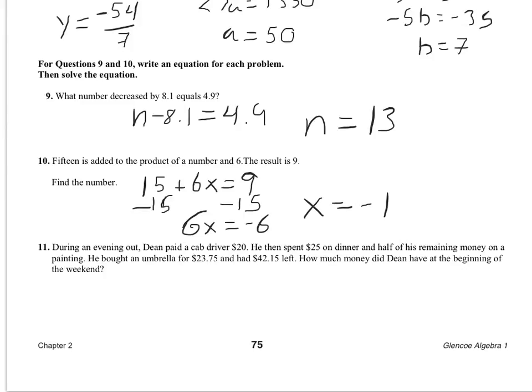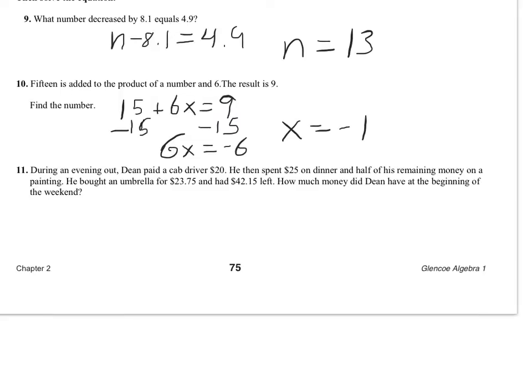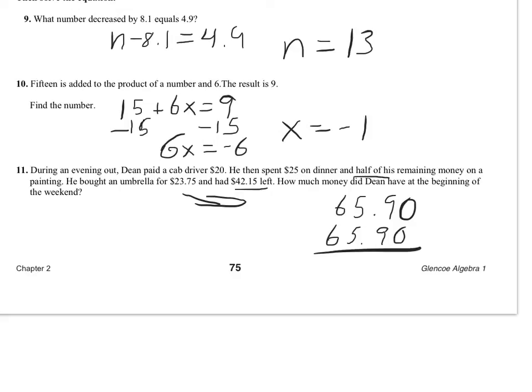Alright, number 11. I chose not to write an equation for this one, but you can. I chose to just start here with the $42.15, and I just chose to work it backwards because it says I bought an umbrella for $23.75, and then I had $42.15 left. So I just chose to add these two together first to come up with $65.90. Okay, so then I just go back to the next statement. It says that was half of what I had before, so I just added $65.90 to itself, or I could have doubled it. So I should get $131.80.